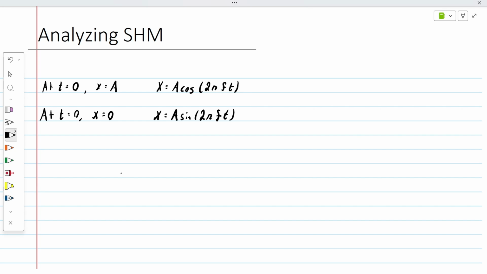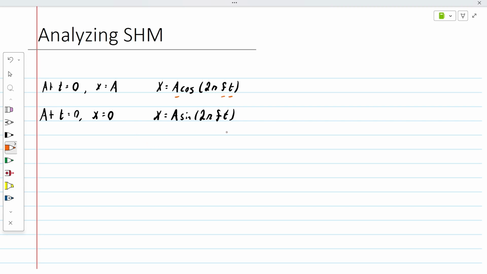Hello everyone, in this video we are going to analyze simple harmonic motion using these equations and then look at analyzing them graphically. These two equations will tell you where an object is in its simple harmonic motion, given the frequency, time since being released, and the amplitude.